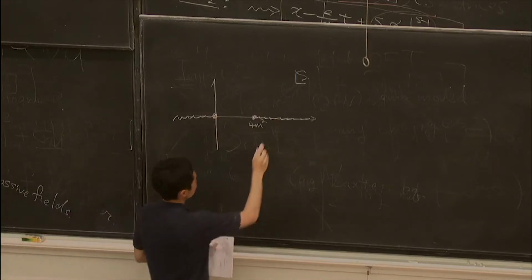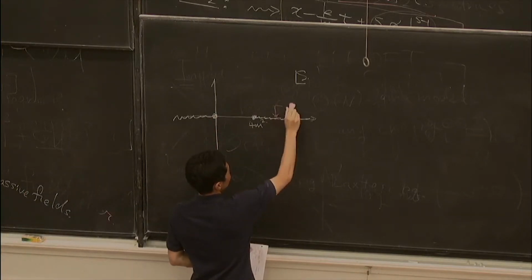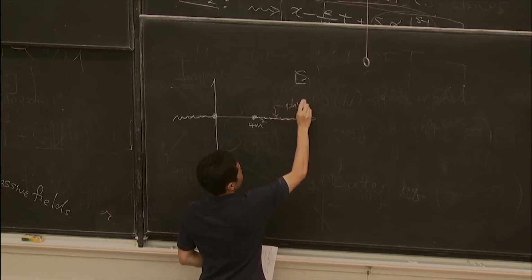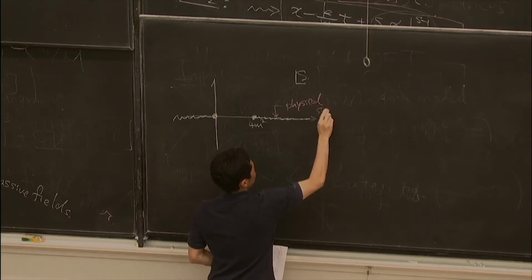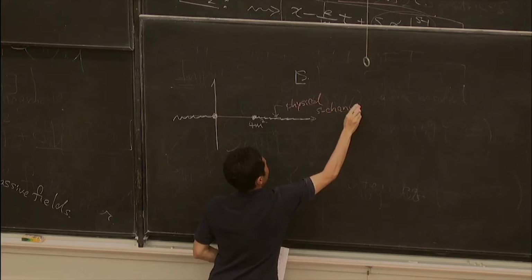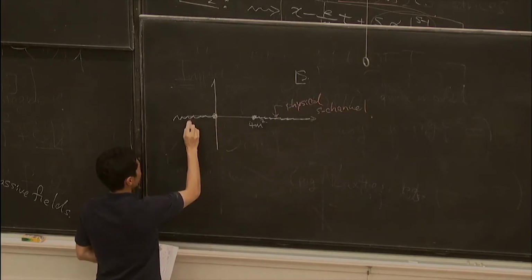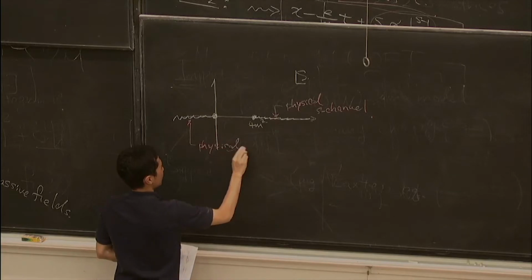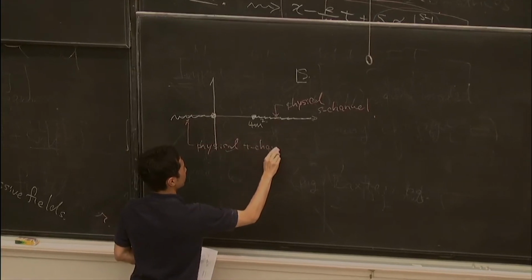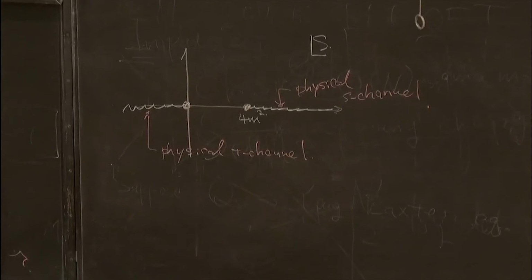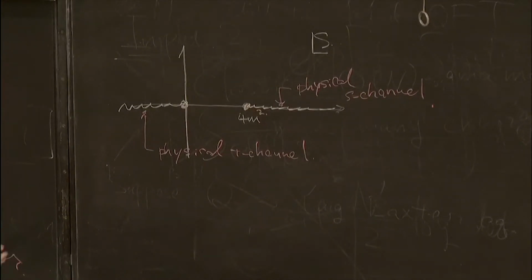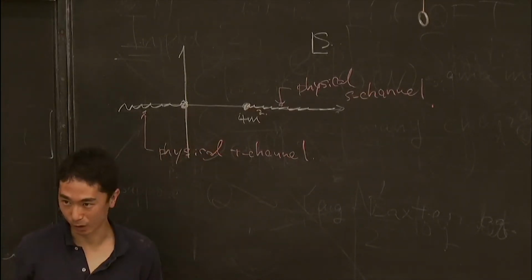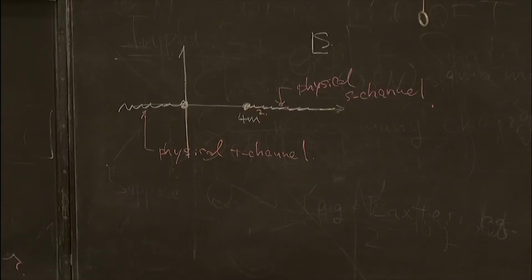This point is physical S-channel scattering, and this point is physical T-channel scattering. And I'm going to assume that there are no other poles. So this is the structure of the S matrix in the S plane.